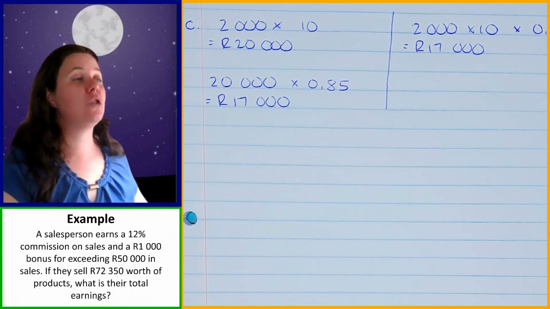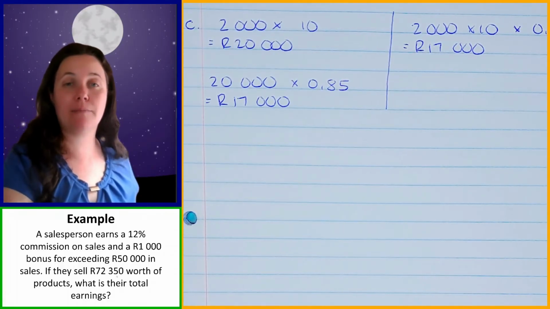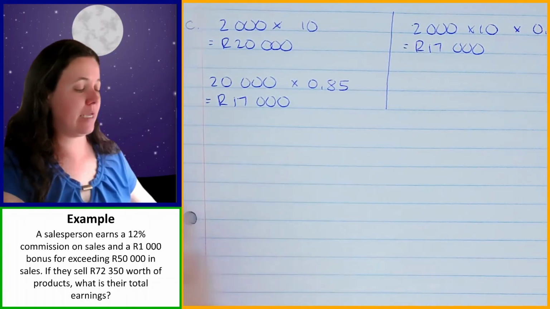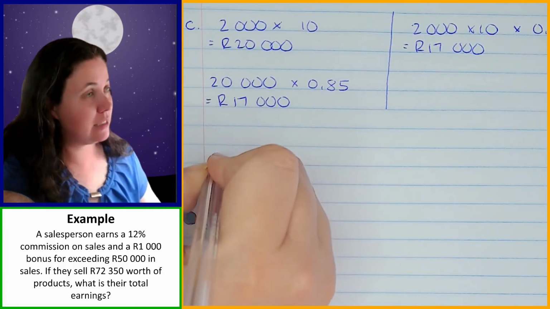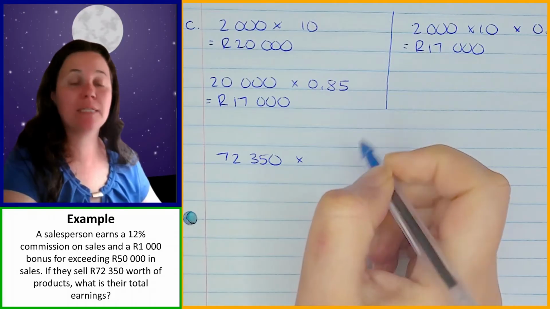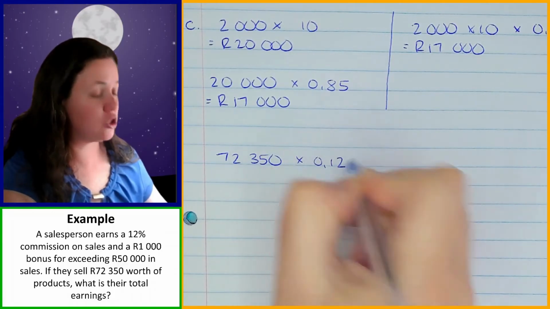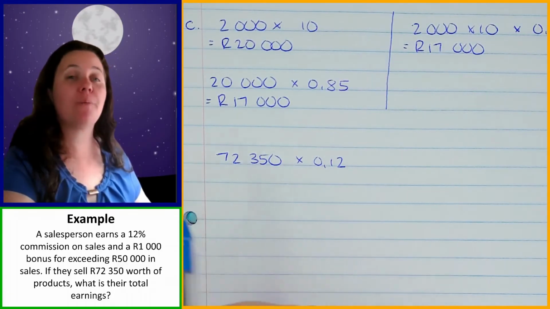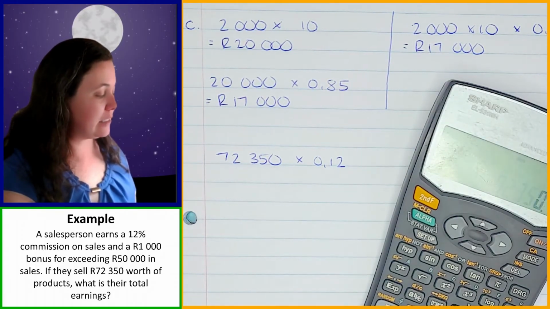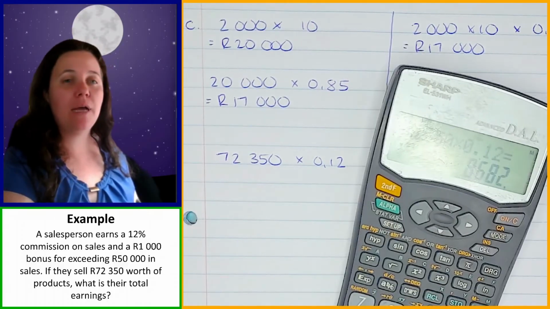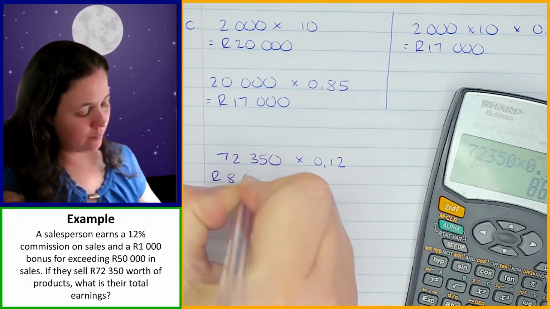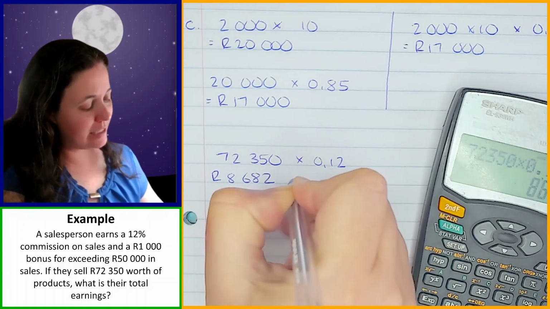The 72,350 is the sales that they made. So it's 12% of the 72,350. Okay, so to work that out, I'm going to take the 72,350 and multiply that by 12%, or 0.12. Okay, so that's going to tell me how much commission they will get. So 72,350 times 0.12, that gives you 8,682. And that is the commission amount.